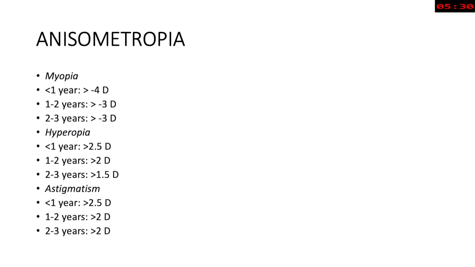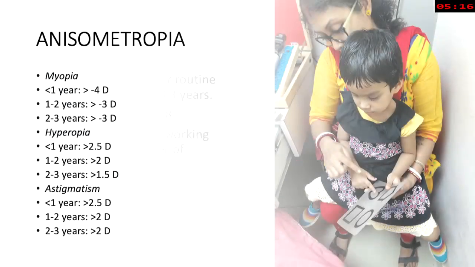When you are anisometropic, then you have to correct earlier. So the threshold reduces: more than -4 diopter in less than 1 year. In hyperopes, it is more than 2.5 diopter, and in astigmatism, again, it is more than 2.5 diopter.